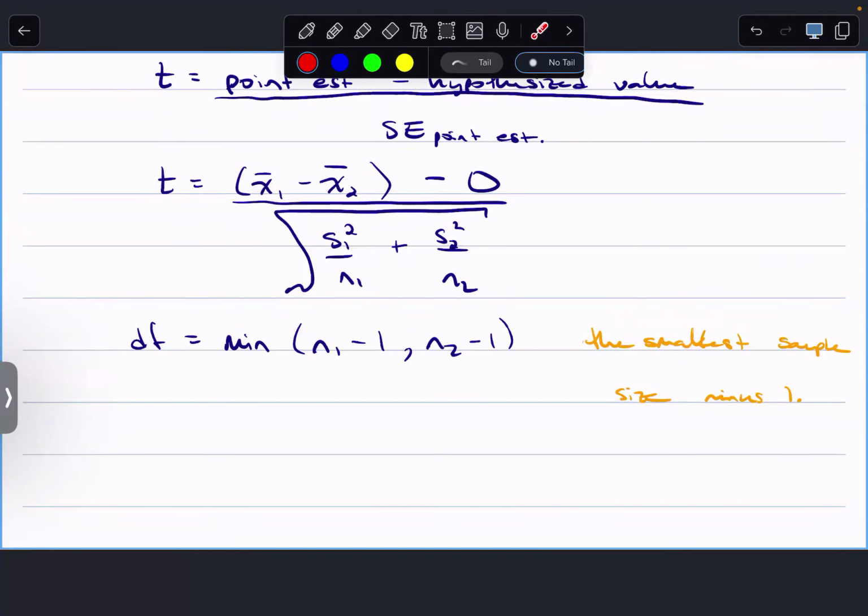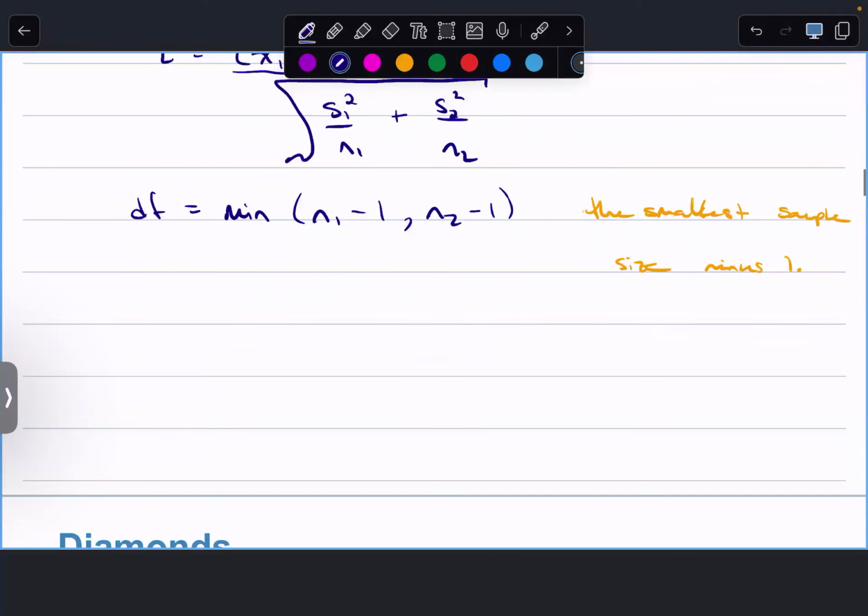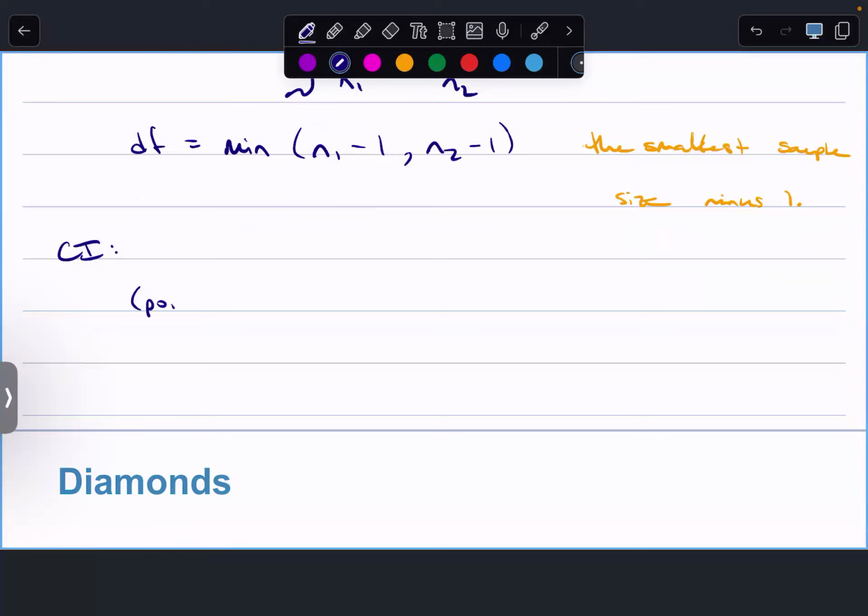How about a confidence interval? Same generic layout for a confidence interval. So for a confidence interval, we have some point estimate plus minus a critical value. I'll call it a CV, because it could be a Z star or a T star from the table, or Excel if you prefer, times the standard error of the point estimate.